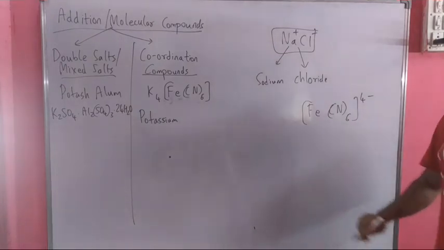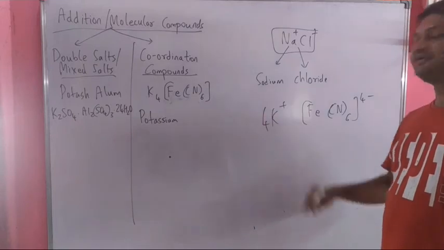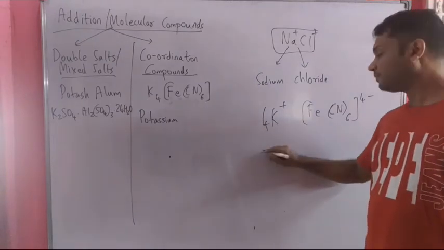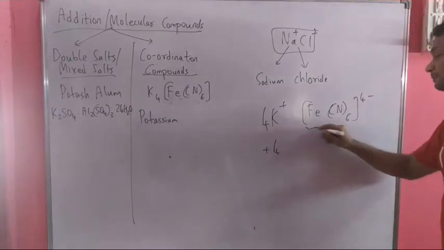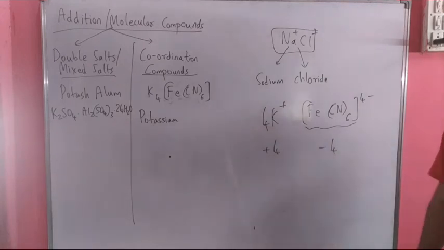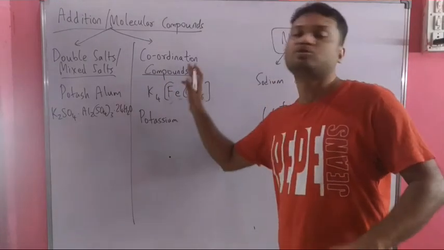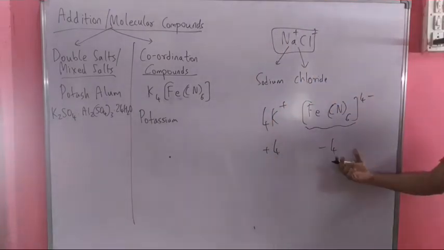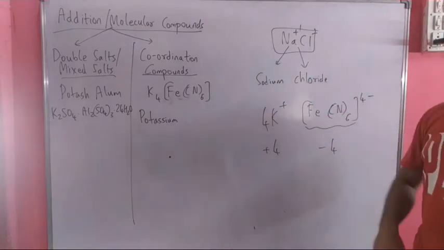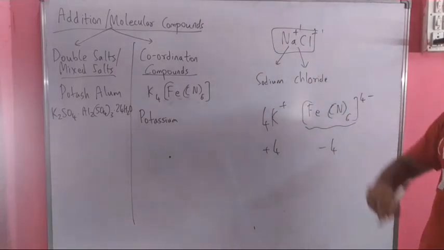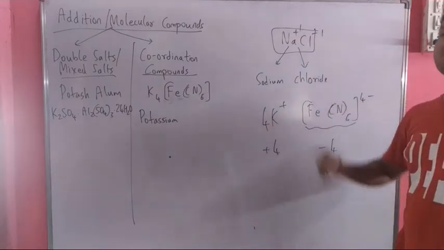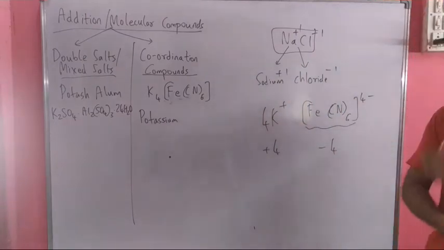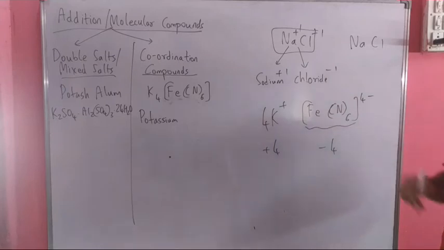How do I know 4 minus charge? Because we have 4 potassium atoms. One potassium ion has +1 charge, 4 potassium ions will have +4 charge. So this species is bound to have -4 charge because overall there is no charge on this K4[Fe(CN)6]. So +4 on the cation, -4 on the anion. It is similar to +1 on the cation, which is sodium, and -1 on chlorine. So chloride ion has -1 charge, sodium ion has +1 charge. That's why overall sodium chloride is neutral.